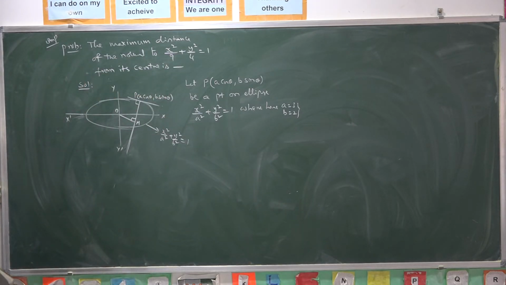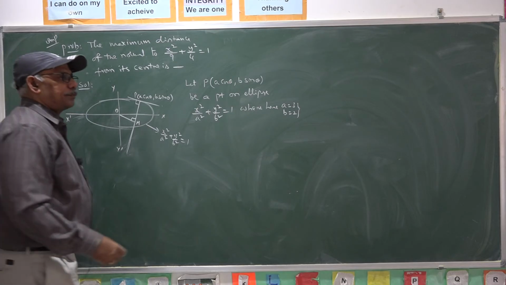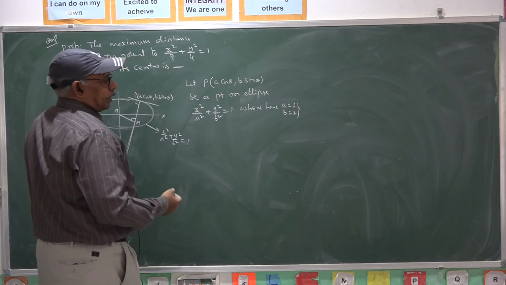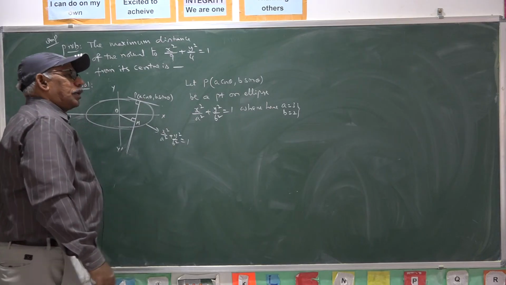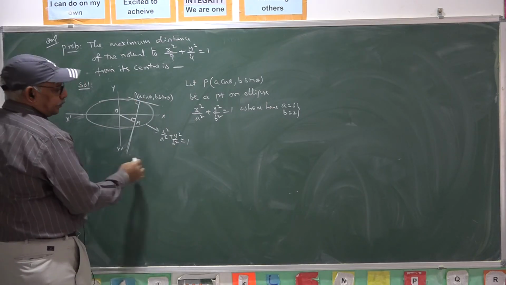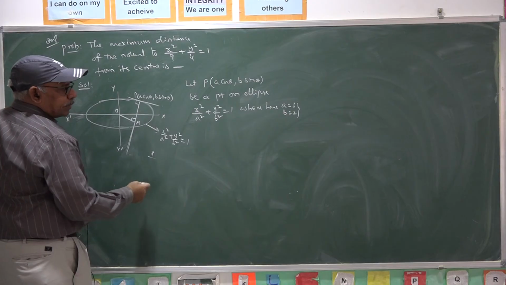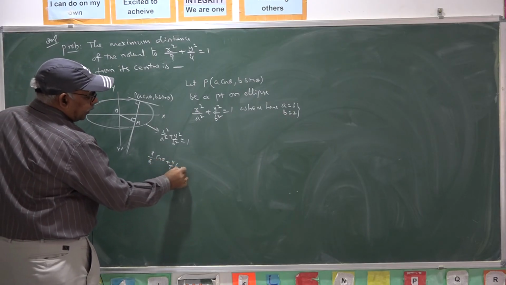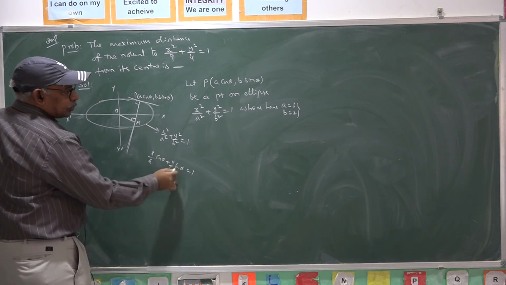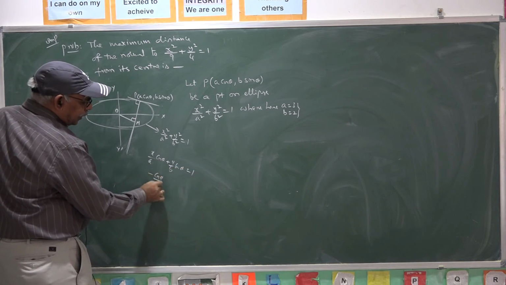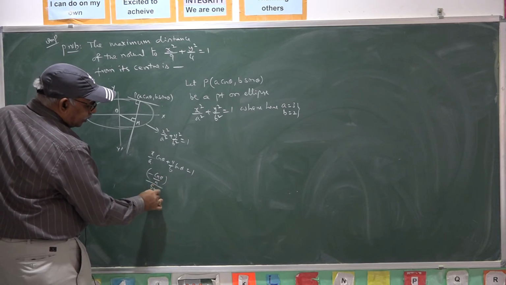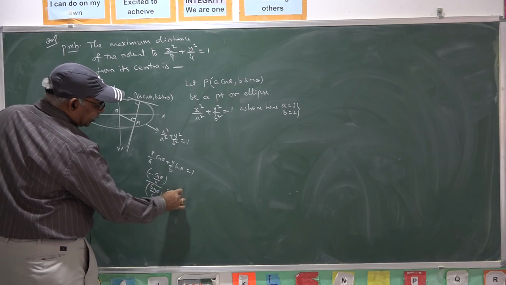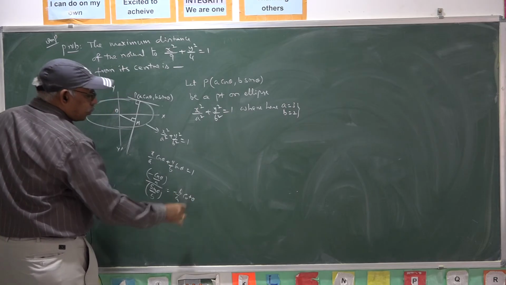A normal is drawn to the ellipse. To get the normal, I will find the equation of the normal here. The tangent, from the previous problem, is known to be x by a cos theta plus y by b sin theta equal to 1. The slope of the tangent is minus b by a cot theta.